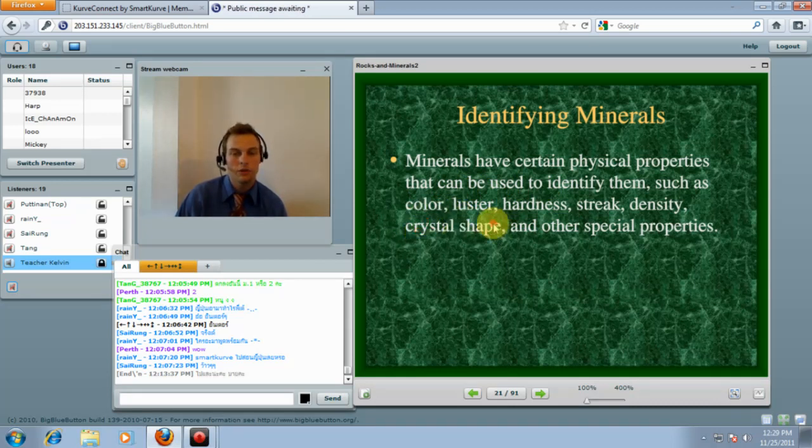So maybe if you find a chunk of gold and you really are convinced it's gold, and you're about to go quit your job and say, I'm rich forever, and then you do a streak and it's black, you're going to know it's just fool's gold and it's not worth anything. Don't make any rash decisions. So this could really save your financial career when the time comes.